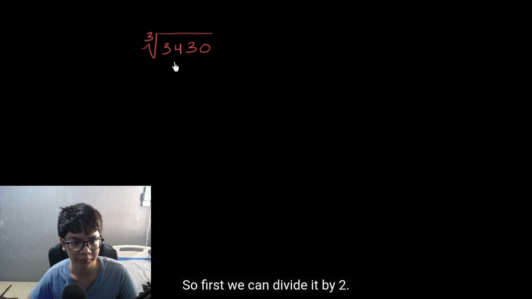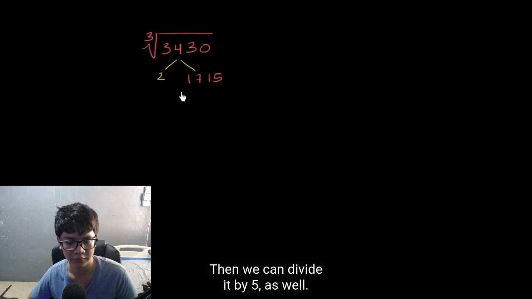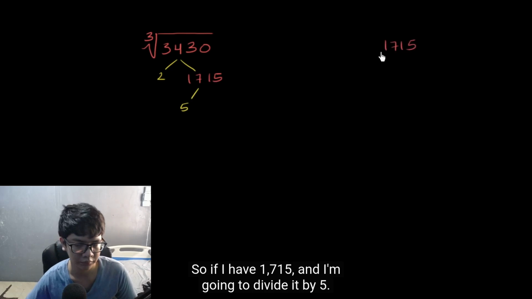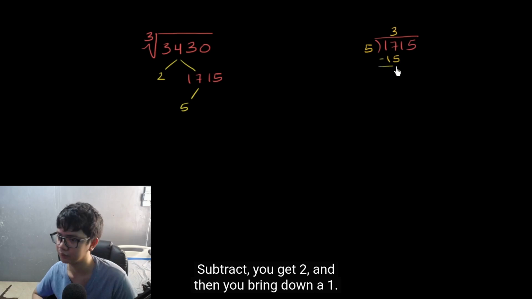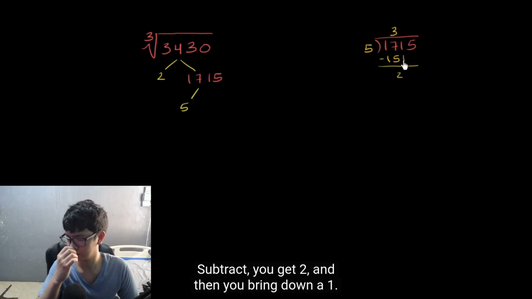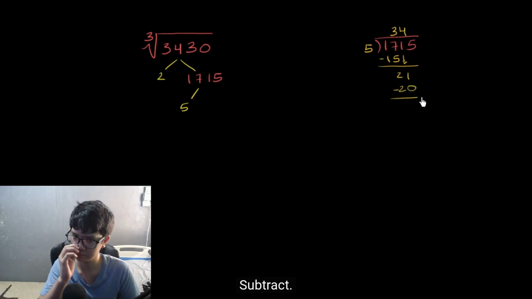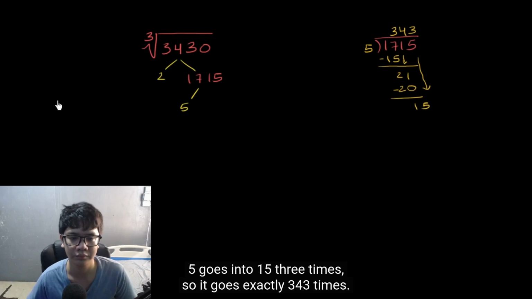So let's do that. First we can divide it by 2. 3,430 divided by 2 is 1,715. Then we can divide it by 5 as well. Let me do a little bit of long division on the side here. If I have 1,715 and I'm going to divide it by 5, 5 doesn't go into 1. It goes into 17 3 times. 3 times 5 is 15. Subtract, you get 2, and then you bring down a 1. 5 goes into 21 4 times. 4 times 5 is 20. Subtract, bring down the 5. 5 goes into 15 3 times, so it goes exactly 343 times.